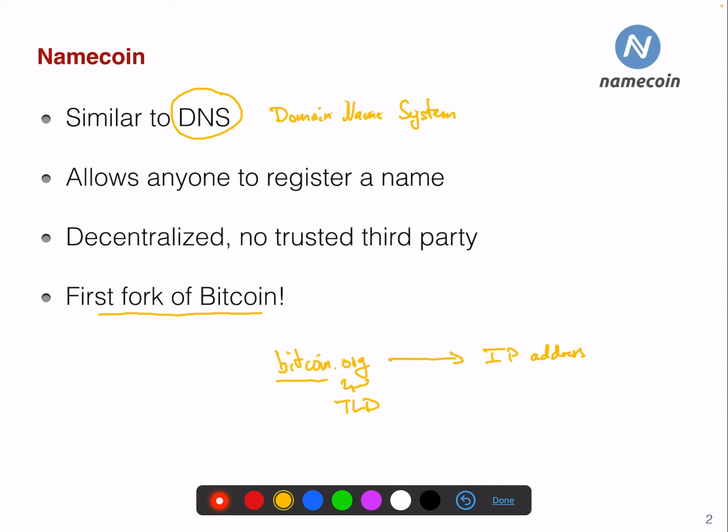So this is the domain name system, and Namecoin basically wants to provide the same service, so anyone should be able to register a name. The difference to the DNS system, which is run by 13 root servers, so these are centralized root servers, is that Namecoin should be decentralized such that there's no trusted third party. That's the goal.